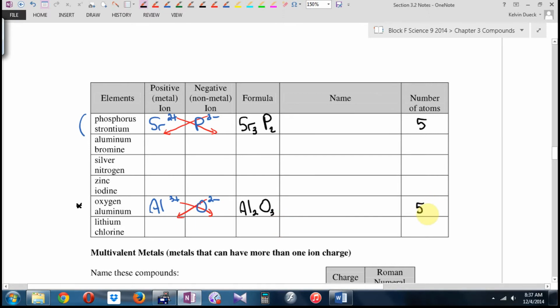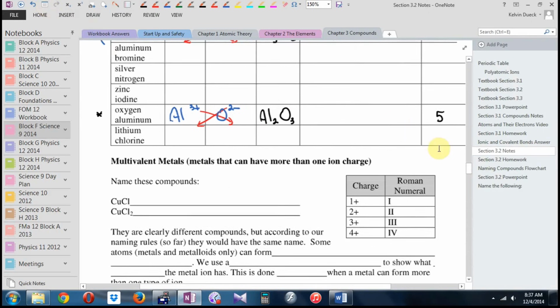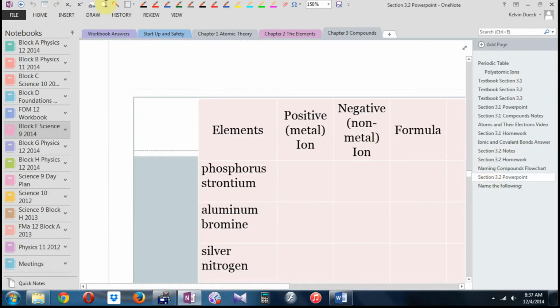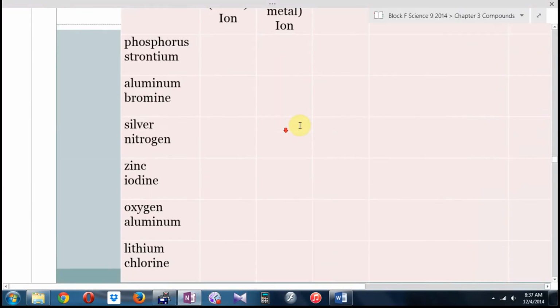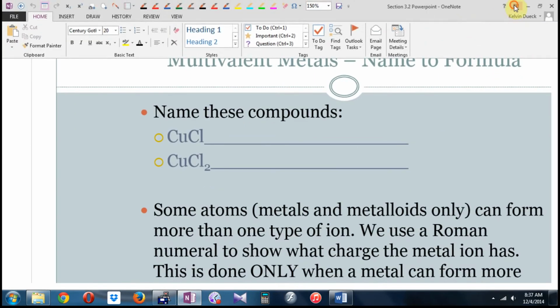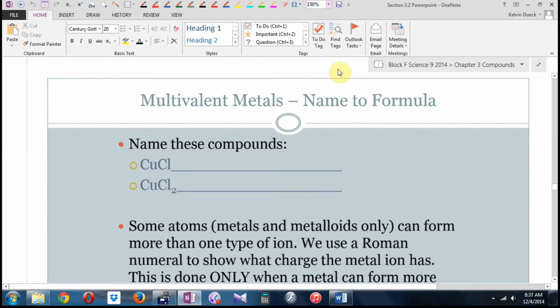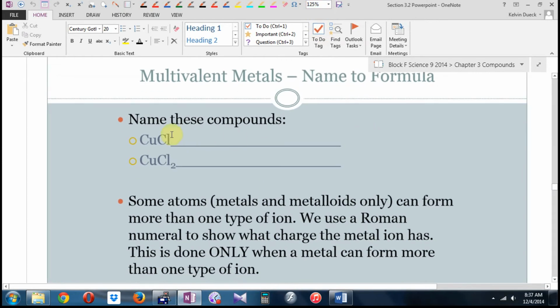Is that okay? So let's continue on in our notes. Now it gets tougher. Multivalent metals. I'm going to go back to the PowerPoint because that's kind of where I was filling this out with you guys. And I wrote here, name these compounds. What would you call, what's Cu?